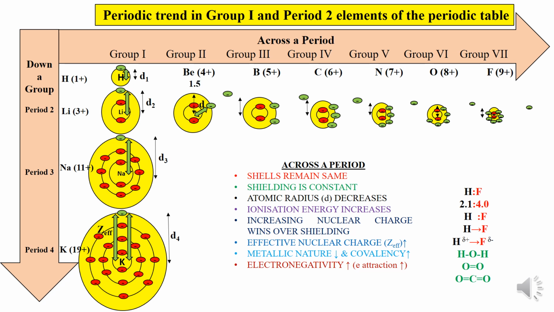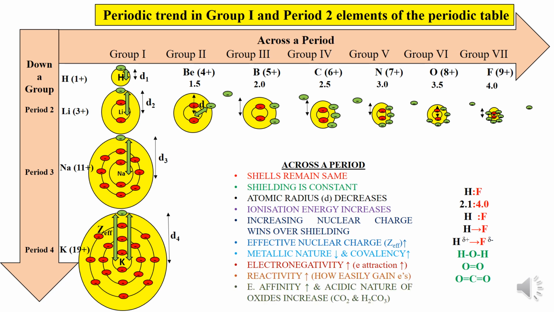As you move across the period, you can see that the nuclear charge increases. Beryllium with 4 protons, boron 5, carbon 6, nitrogen 7 protons, oxygen 8 protons, and fluorine contains a total of 9 protons. So as you go across the period, the number of nuclear protons increases, but the number of shells remains the same. So shielding is constant, but the nuclear charge increases, and therefore increasing nuclear charge wins over shielding. As a result of the increasing number of nuclear protons, there is an increase in the Coulombic force of attraction between the positively charged protons and the outermost valence electrons, pulling the valence electrons very close to the nucleus.